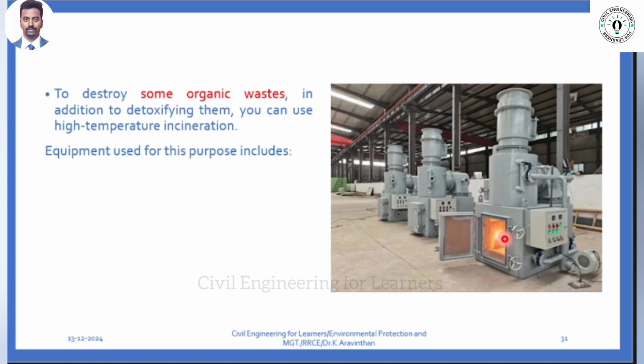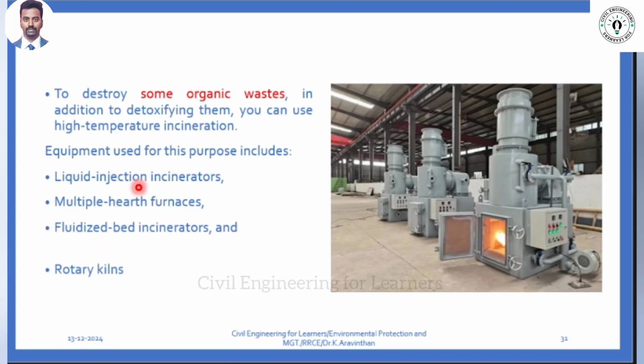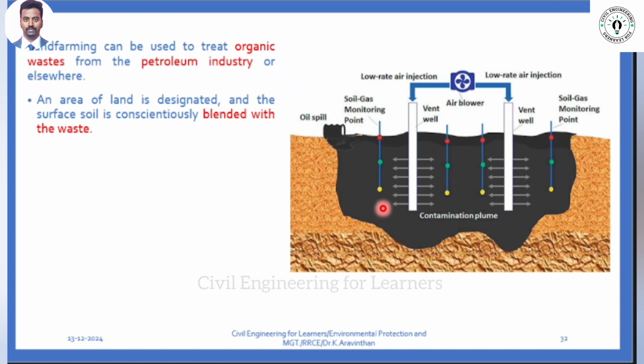Now this is an example of incineration. Can you see a chamber here? If you put any hazardous waste inside this chamber and close it, you will burn it. Finally, you will get ash, and they destroy some organic waste. I am explaining certain types of incinerators here: liquid injection incinerator, multiple hearth furnace, etc. So you have these kinds of incinerators where you can burn.